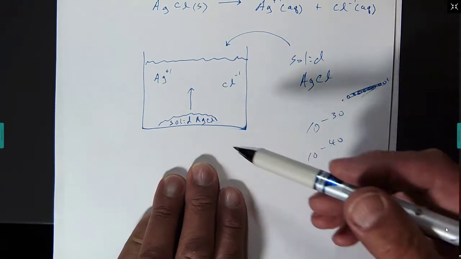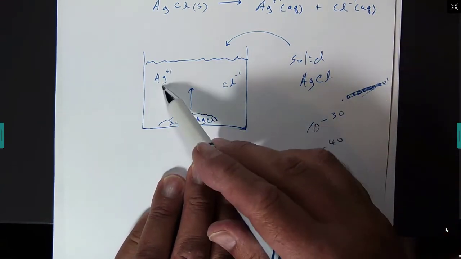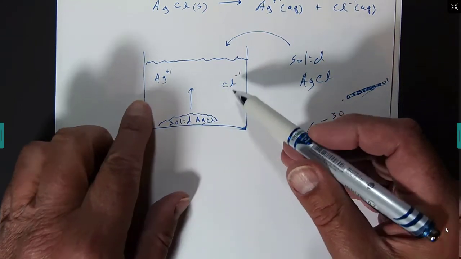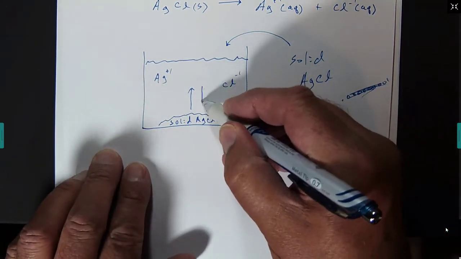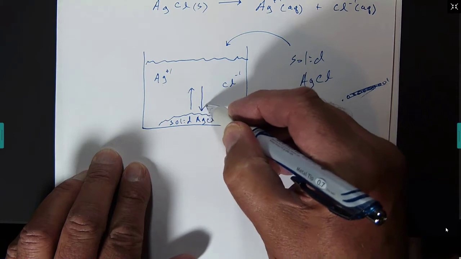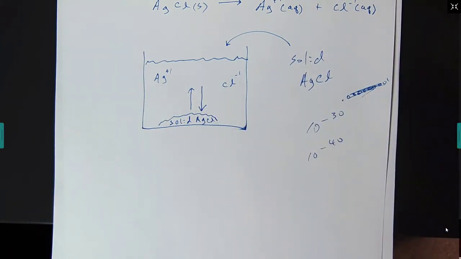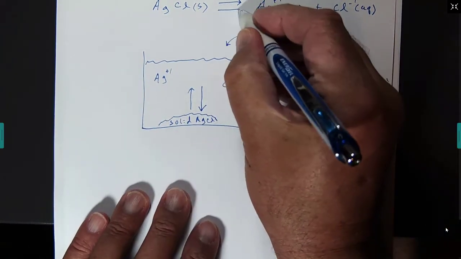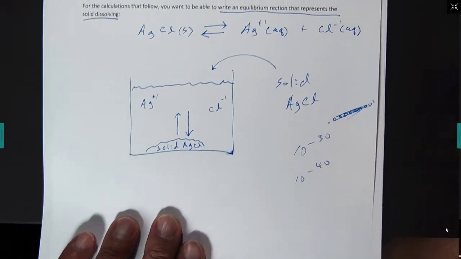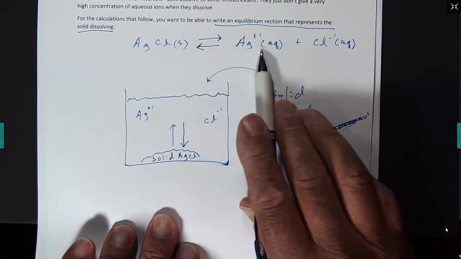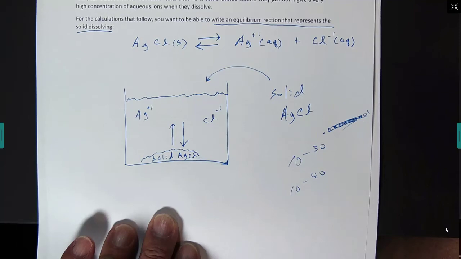Hey, guess what? After it's dissolved for a while, you hit a certain level of these, and these things will start to turn back into the solid. It's an equilibrium reaction. So these processes where the stuff dissolves, they're equilibrium processes.